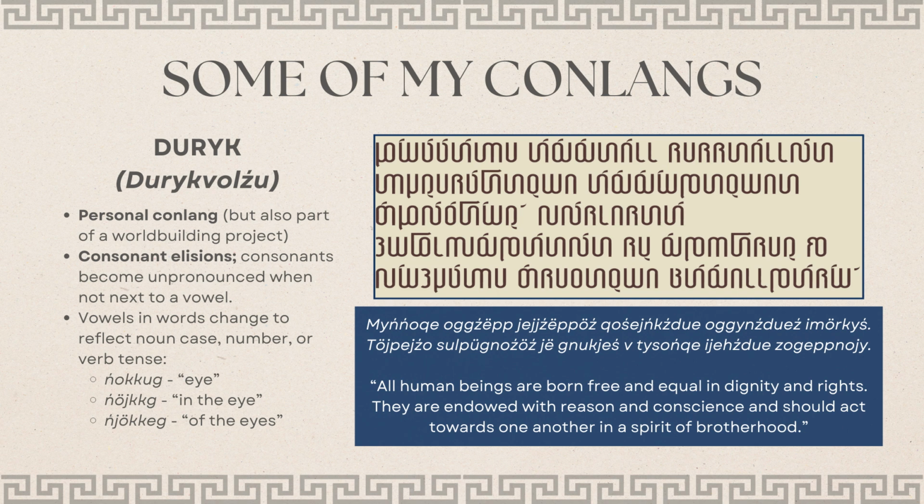So we tend to call this ablaut. You see it in German. For example, the word Maus in German means mouse, and Mäuse means mice. So the vowels change. You also see it in English, and you see it in other Germanic languages. Though in Duryk, I feel like it kind of takes this a step further and maybe a bit much more complex. So take the word ngokug, which means eye. If you say ngik, it means in the eye, or if you say ngikek, it means of the eyes.